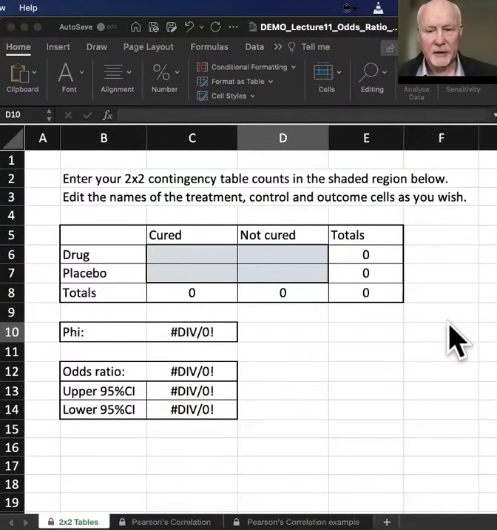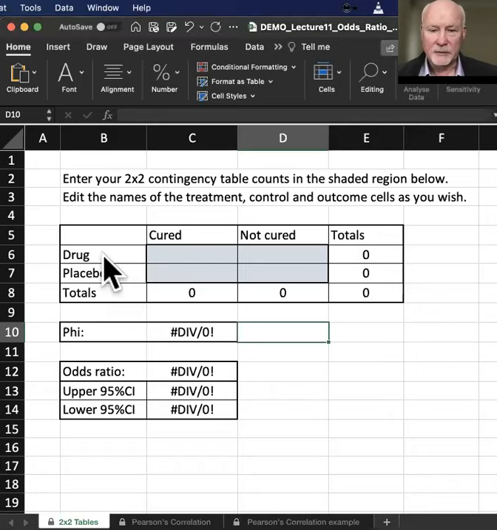In this video, I'm just going to quickly show you how to use the spreadsheet that I created for analyzing 2x2 contingency tables. So I'm going to use the same data that I've used in the lecture notes and show you what to do. Pretty simple, really.